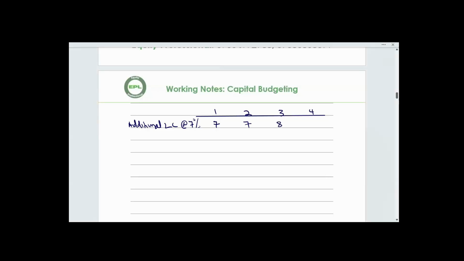What you have in the calculator multiplied by 1.07. You see 8. That's 8.2 rounded to 8. So that's that. Now that we are done with all the relevant workings, we can then proceed to calculate our internal rate of return.